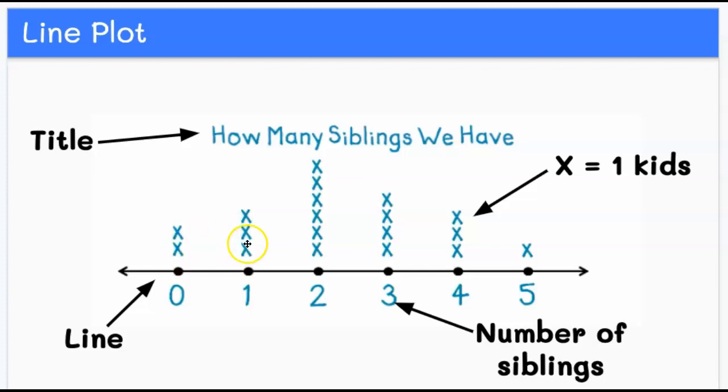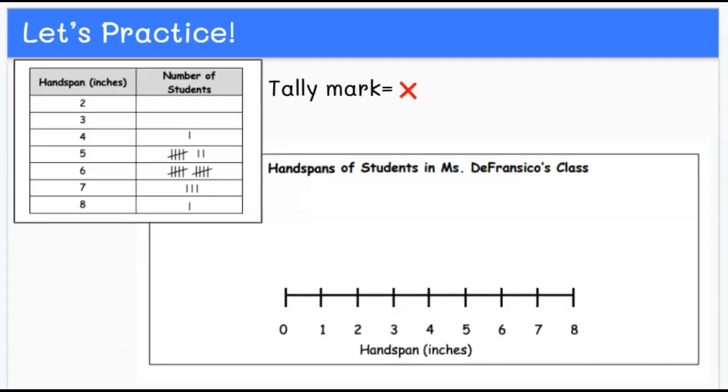So each X stands for a kid. The numbers stand for how many siblings. So that's where it can get a little confusing. But I want you guys to really pay close attention and watch me create some line plots today so that you guys are able to do this on your own successfully. So let's get started. So here is our data table. So this is kind of what you did yesterday.